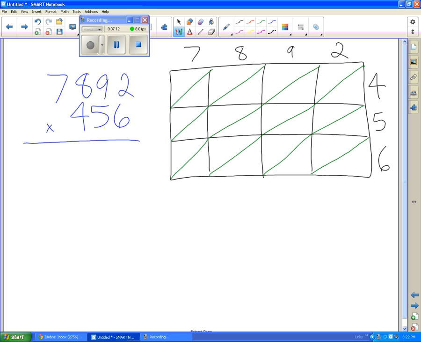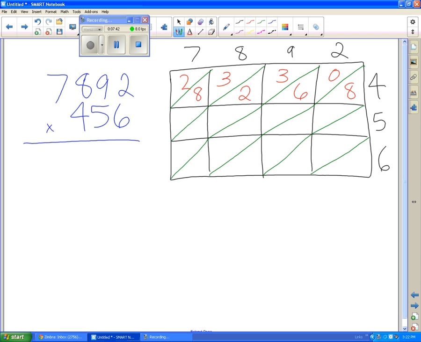All right, so now I can start multiplying. In my first box, in the top left, I have 7 times 4, which is 28, so that goes in as 28. The next one to the right is 8 times 4, that's 32. The next one to the right is going to be 9 times 4, that's 36. And the last one in the top right is 2 times 4, so that goes in as 0, 8.